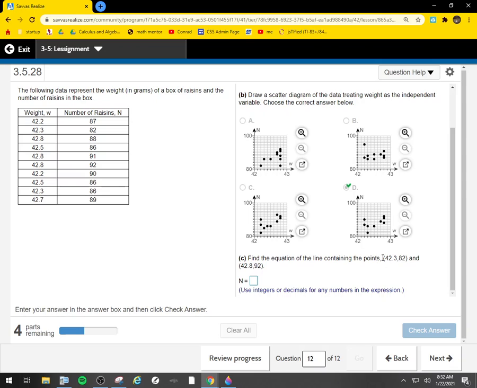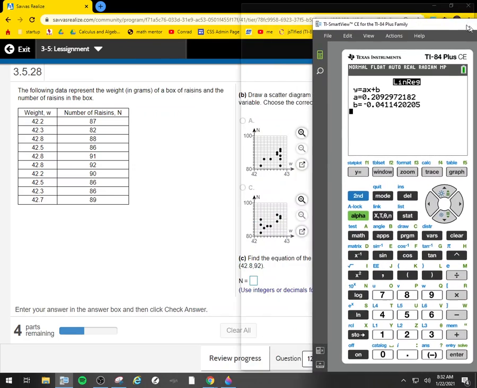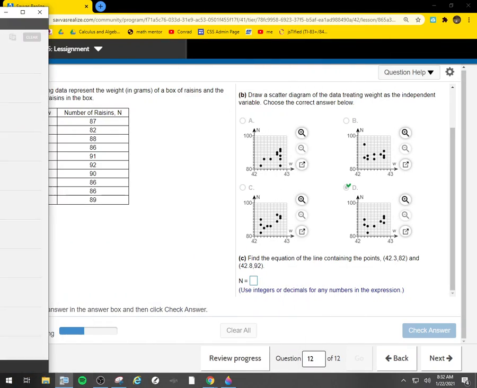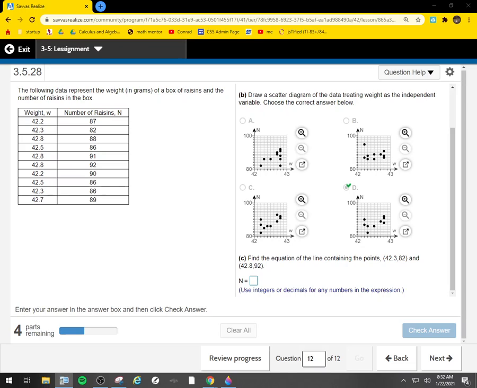Oh. Find the equation containing these points. Oh, okay. Dear calculator. So this is kind of putting everything together, right? So we want 42.3. I'm going to go off screen really quick because I can't see that. So I'm going to clear out my plots. Let's see, 42.3 comma 82. And then 42.8, and the y value is 92. So remember, for these, I just put the x's in the x column and the y's in the y column. Make sure you match them up correctly.